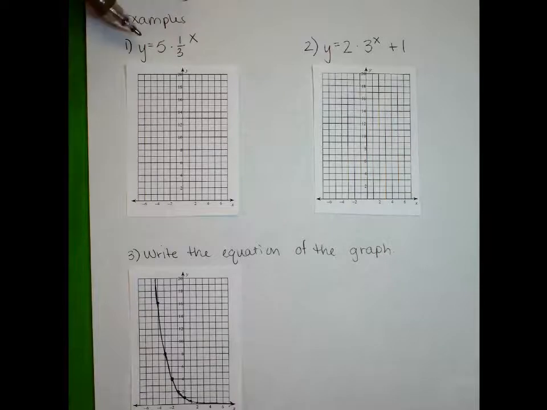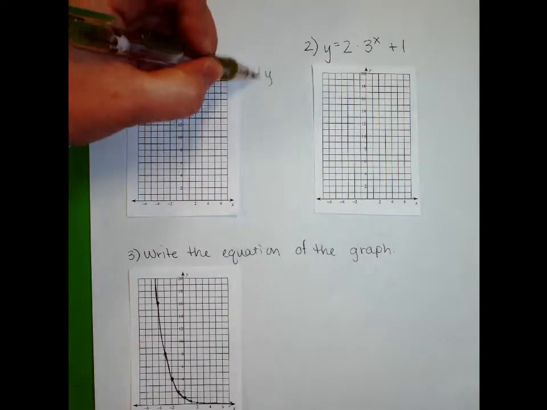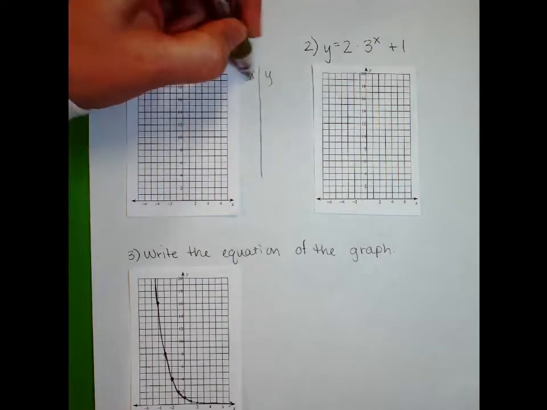If we look at example number 1, we have 5 times 1/3 to the x power. I've told you guys before that writing a table, so having an xy table, is probably the most helpful way to do this because it actually shows you which points to plot so that you can connect the dots and have your graph. So just your standard xy table, t-table, whatever you want to call it.